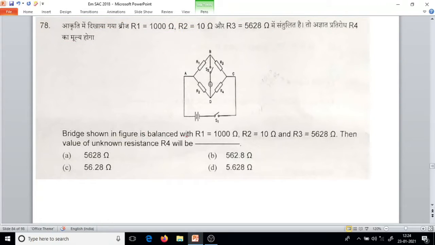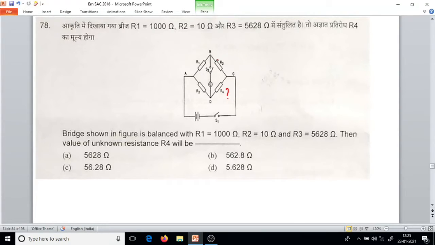Bridge shown in the figure is balanced with R1 1000 ohm, R2 10 ohm, R3 5628 ohm. Then the value of unknown resistance R4 will be. So this R4 value we have to find, and it is also telling the bridge is balanced. For a balanced bridge, the galvanometer is open. There is no current flow through the galvanometer.